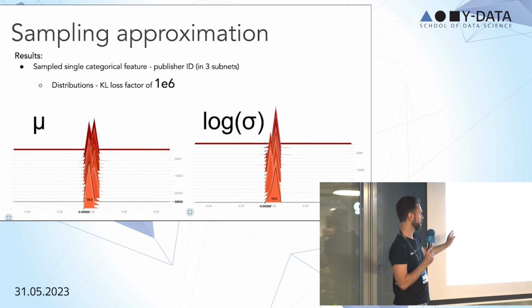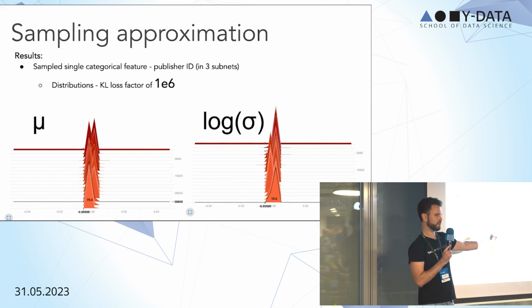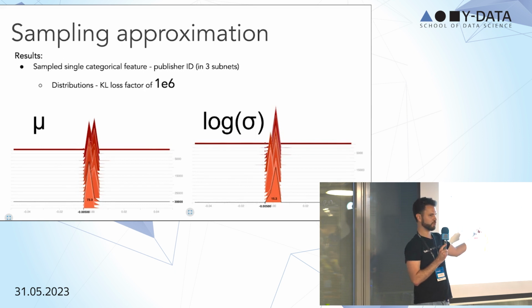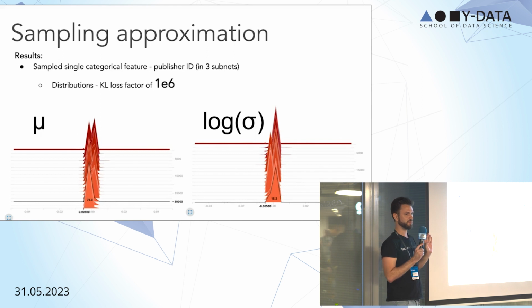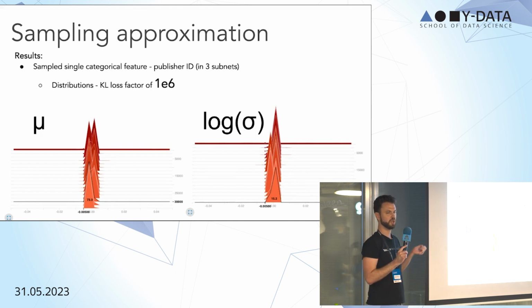So 0 mean, 0 log sigma. It means sigma equals 1. So it basically says I've canceled this feature. This feature is just normally distributed, and I don't have any information about the feature.